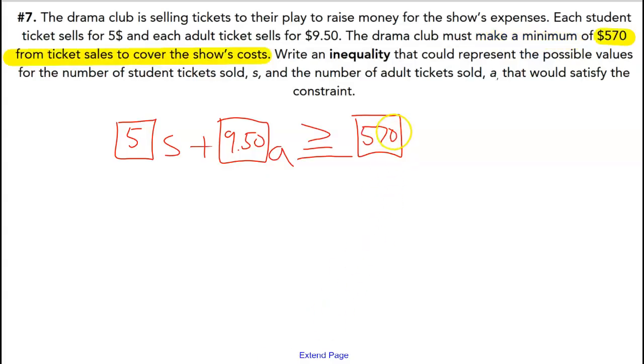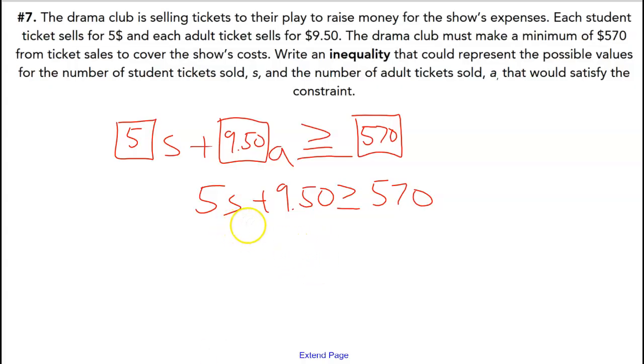All right, 570. It has to be a minimum of $570 from the ticket sales to cover the show costs. Okay, and that's it. So I'm going to rewrite it without the boxes. 5S plus 9.50A greater than or equal to 570.